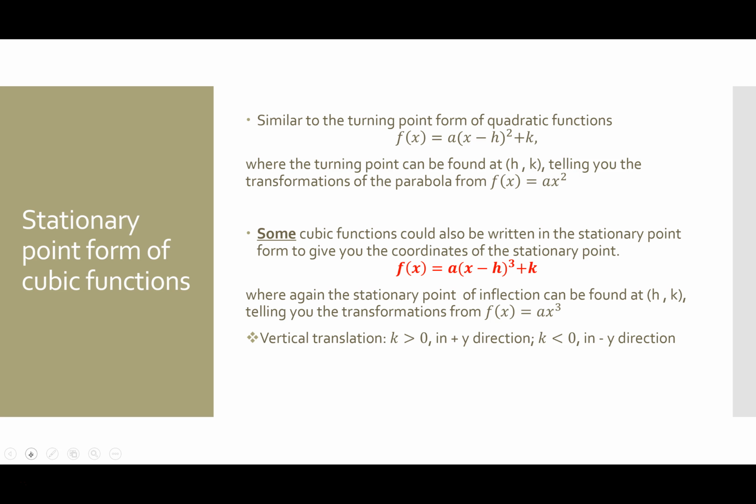So we have a vertical translation. If the k value is greater than 0, we're going to shift the graph in the positive y direction, or moving the graph up. If the k value is less than 0, we're going to shift the graph in the negative direction of y, or we can say that it's being shifted down.